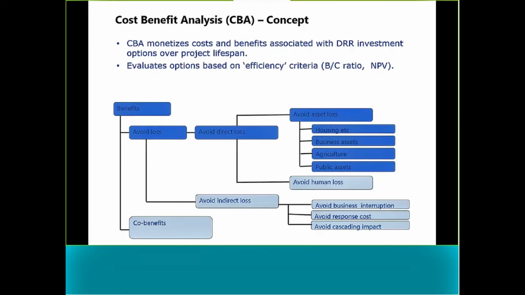Once we have monetized all the benefits and costs associated with a particular investment decision, we calculate different metrics such as benefit cost ratio and net present value, and make an investment decision based on these metrics. In general, we say the higher the benefit cost ratio, usually more than 1, or the larger the net present value, the more preferable the investment project is.